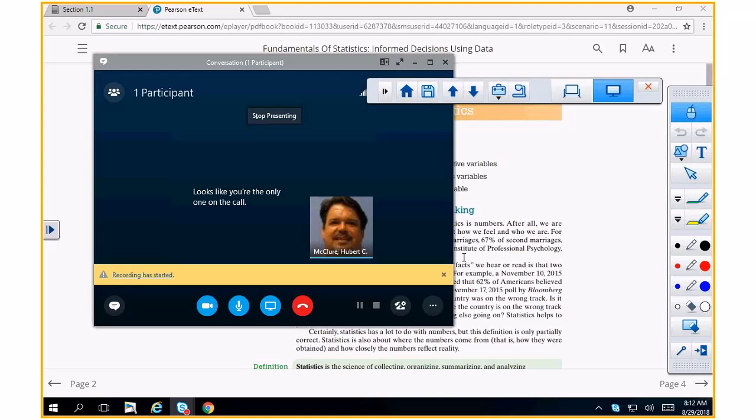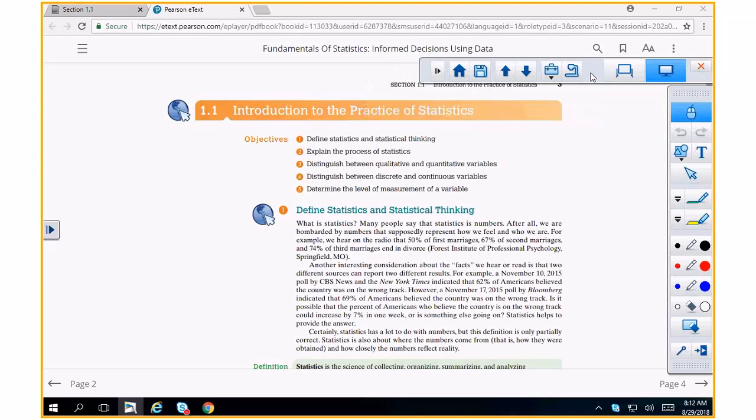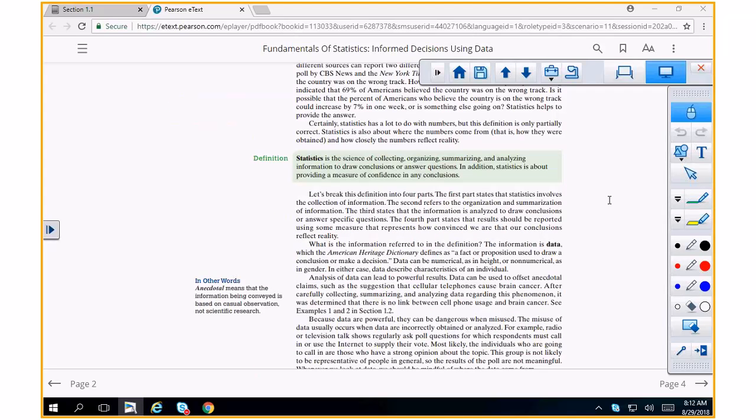Since chapter 1 and chapter 2 is reading, that's what you should be doing right now, reading chapter 1 and chapter 2. That's basically what we're going to cover. I'm going to go through and pick out the hot spots. You write them down in your notes or highlight them in your notebook, and that's what you're going to be responsible for on the test.